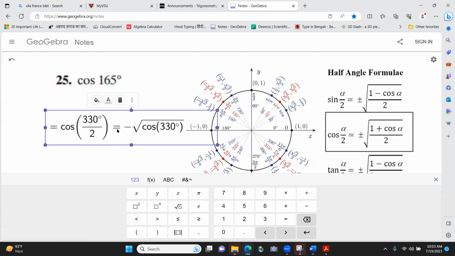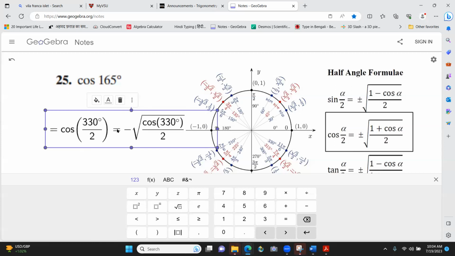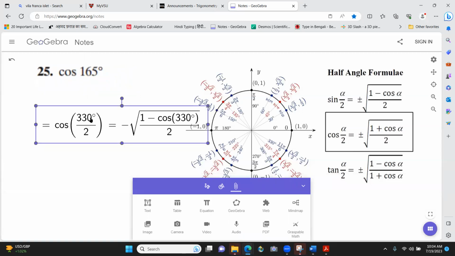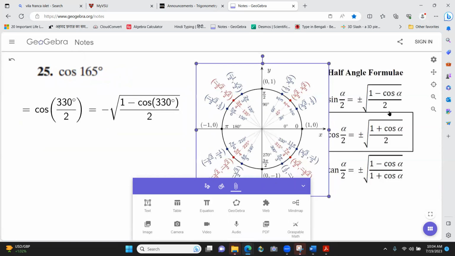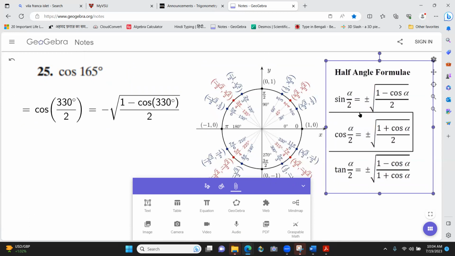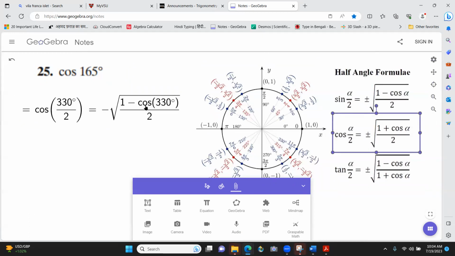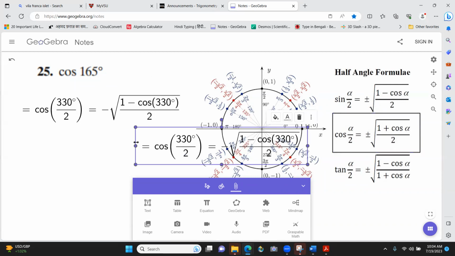All right. So let's do it carefully. Let me see. Minus the square root of 1 minus cosine alpha, and alpha is 330 divided by 2. Okay. Cosine 330 is right here. Cosine is square root of 3 over 2. That's all there is to it.